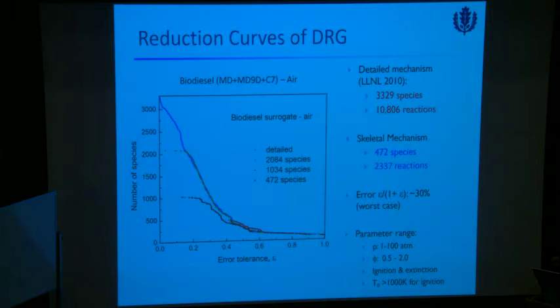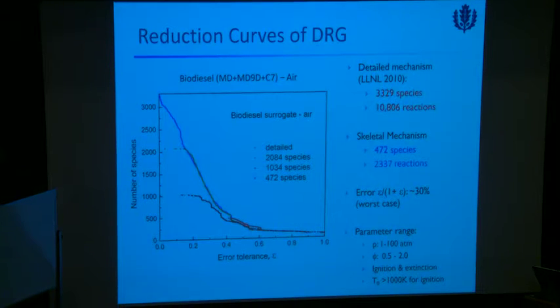If you get this curve, you see it's quite smooth. If I need less than 20% error, then you get a reduced model with less than 1,700 species. If I can tolerate 40% error, you get a much smaller model. So the matter is you have to specify how much error you can tolerate. That's the key thing.